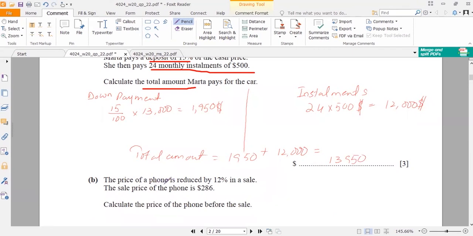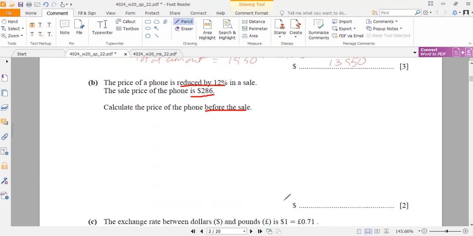Okay, now come to part B. The price of a phone is reduced by 12% in a sale. The sale price of the phone is 286. So we need to calculate the price of the phone before the sale. Okay, we know that we don't have the original price in this question, and we have the price after the reduction, that is 286.